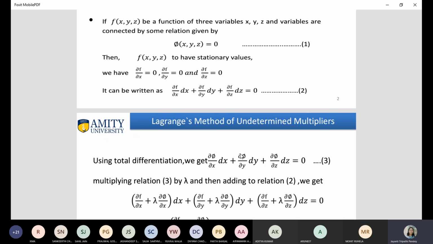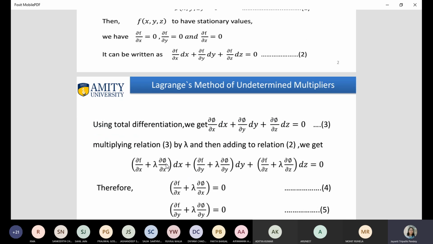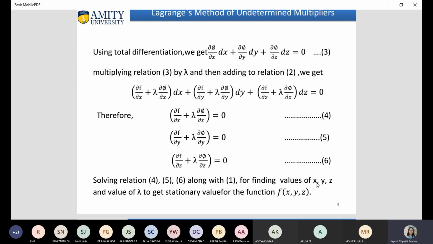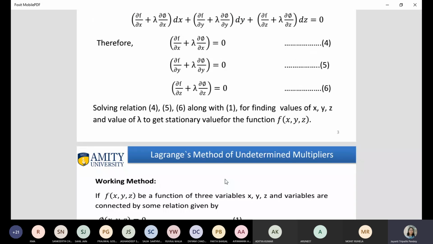Okay. Multiplying relation 3 by lambda and adding it with 2, see what you will get. You will get this into dx, this into dy and this into dz. Since the right side is 0, we will put these individually 0, 0, 0. So this is 0, this is 0 and this is 0. Solving 4, 5 and 6 for lambda, for finding values of x, y, z and the value of lambda to get a stationary value for the function f(x,y,z).